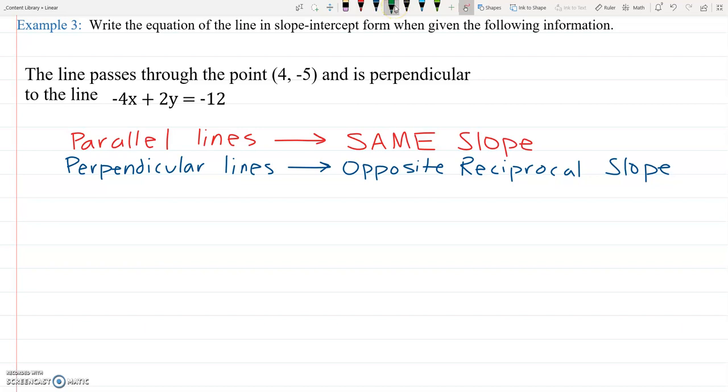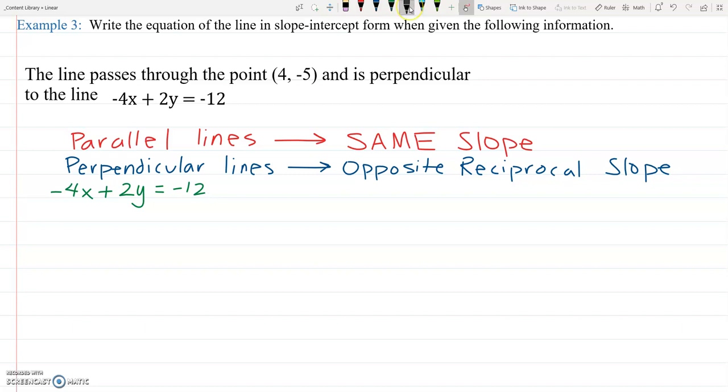All right, so I'm going to start over here. Does anybody remember what form this is currently in? What it's called? Standard form. Okay, so it's currently in standard form. You can't see the slope when it's in standard form. So in order to figure out its slope, I'm going to switch it to the slope-intercept form.